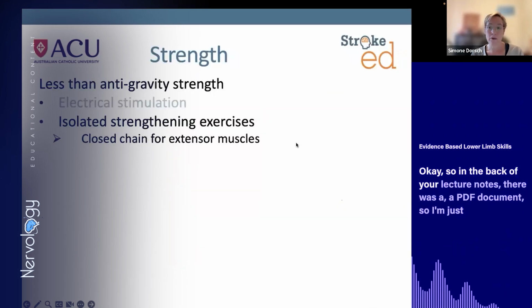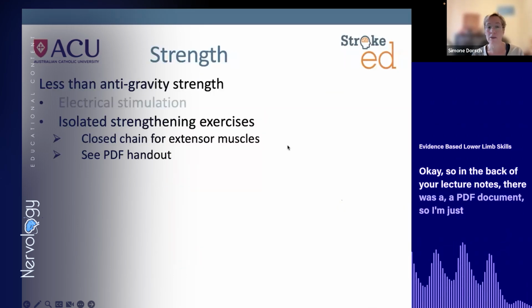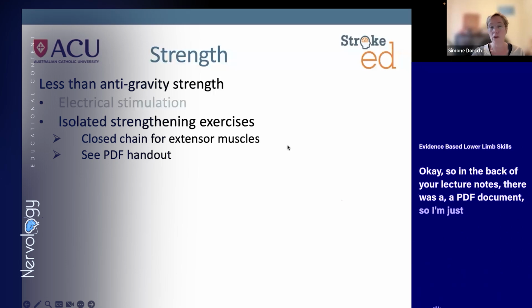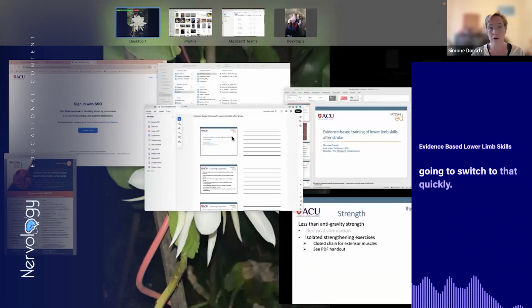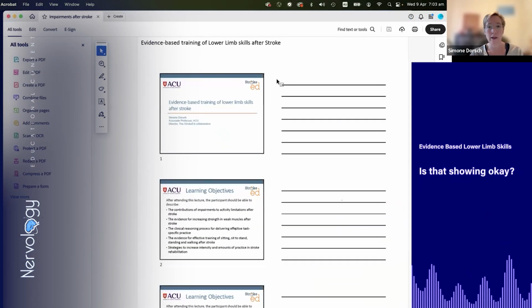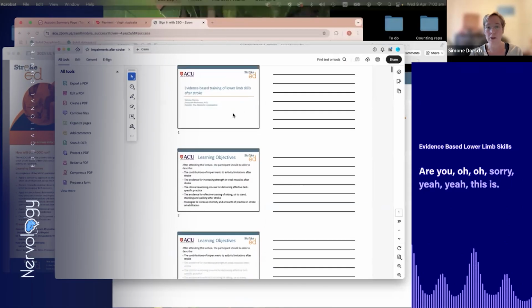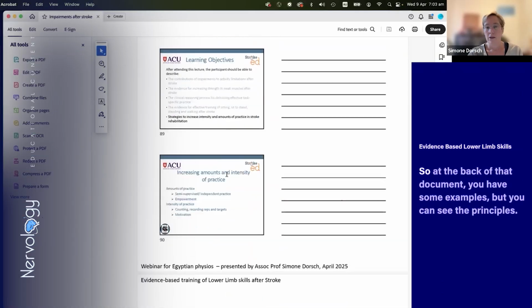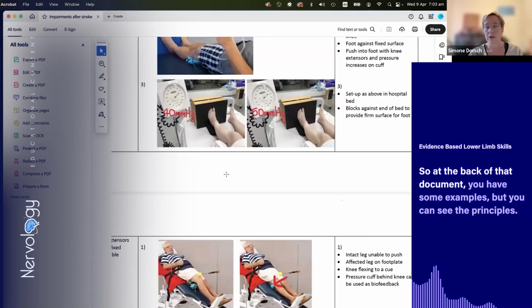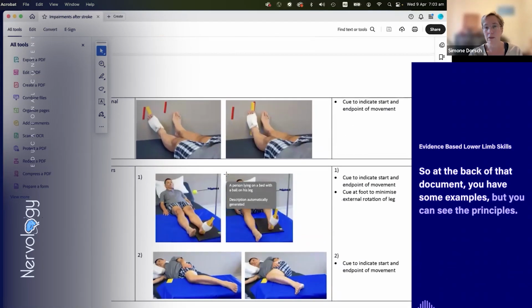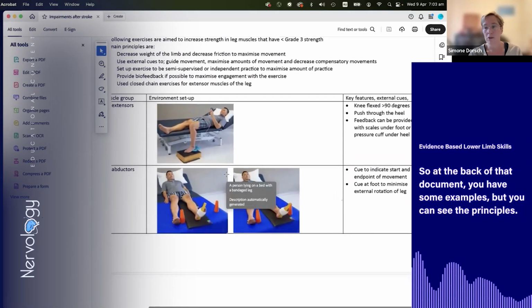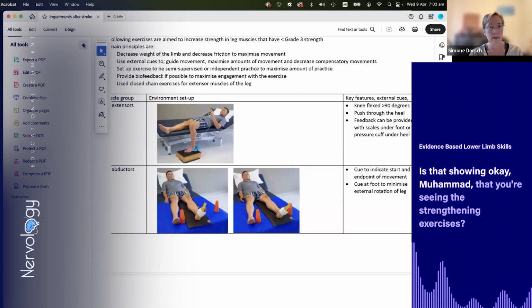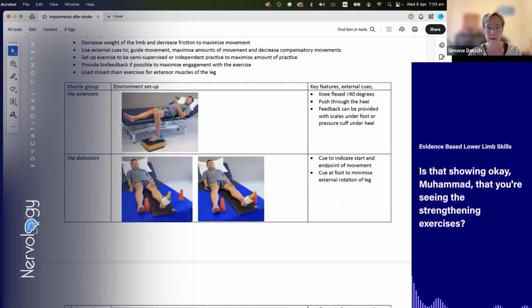In the back of your lecture notes, there was a PDF document, so I'm just going to switch to that quickly. Is that showing okay? At the back of that document, you have some examples, and you can see the principles. Is that showing okay, Mohamed? Are you seeing the strengthening exercises?